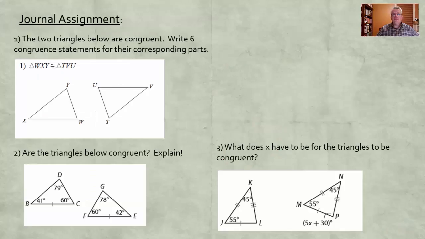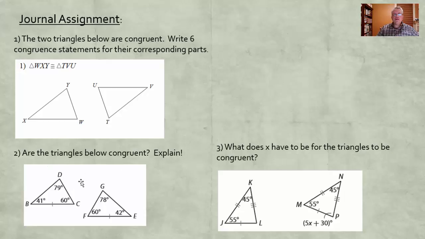Okay, time for your journal assignment. So you just got 3 short problems to do. In the first one, we're told that these two triangles are congruent. So write 6 congruent statements for the corresponding parts. You should have 3 statements for their matching angles and 3 statements for their matching sides.